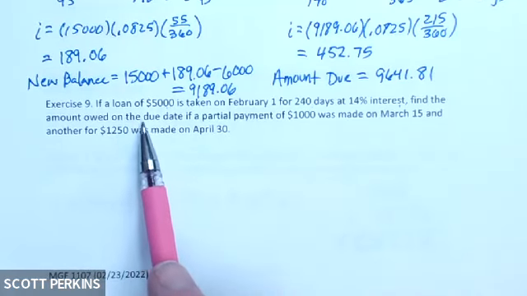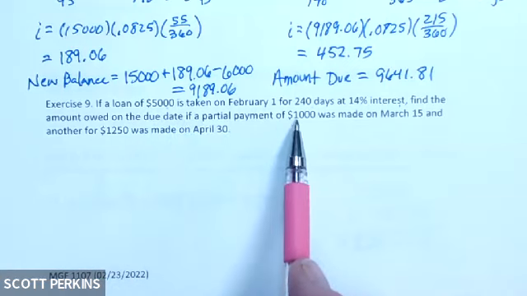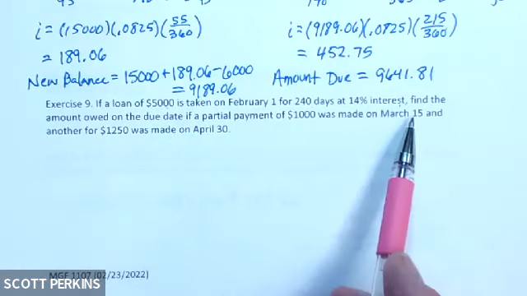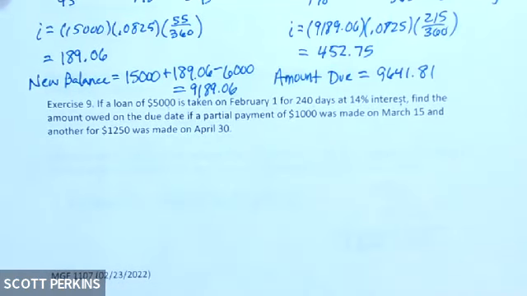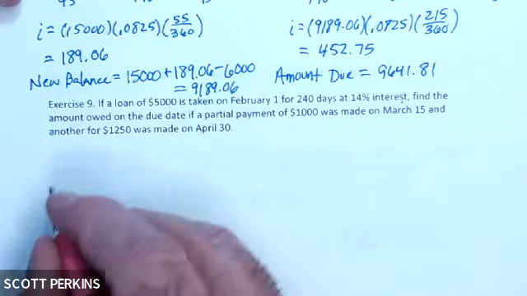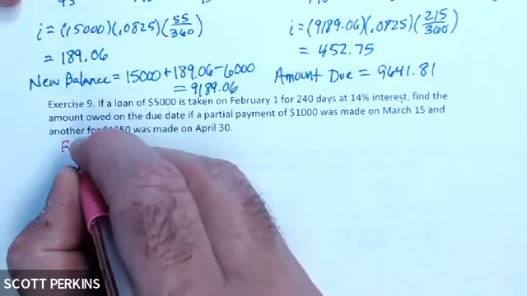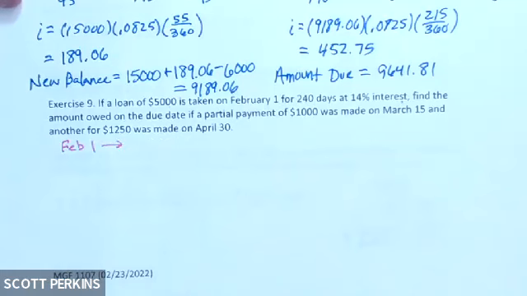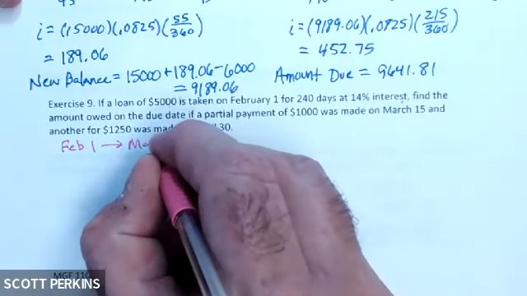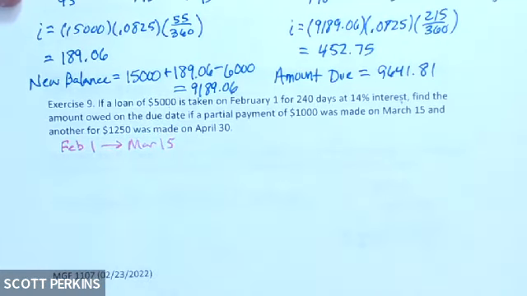We're going to find the amount owed on the due date if a partial payment of $1,000 was made on March 15th and another of $1,250 was made on April 30th. So here's what you've got to do. First, find the new amount from February 1st to the first partial payment, which is March 15th. I'm going to leave it to you to calculate some numbers.